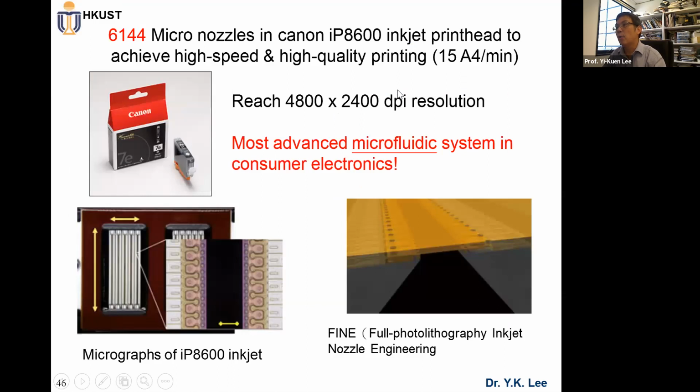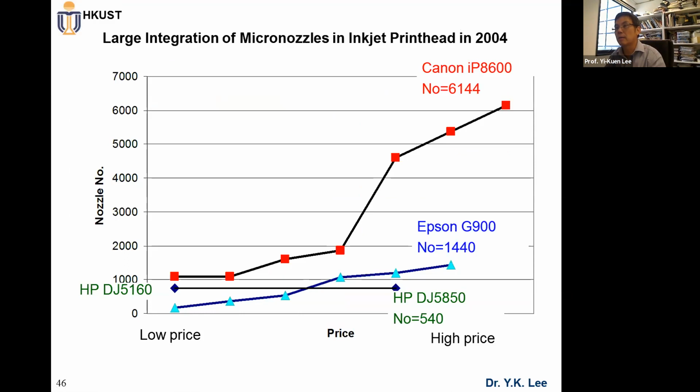And then nowadays, of course, you have a real array. Typically, in an HP or Canon inkjet, you have more than 6,000 micro machined nozzles with micro heaters, so that in this case we can do high speed, high quality printing. So you see, nowadays you really have a large number of integrated micro nozzles in an inkjet printer using MEMS micro machining technology.